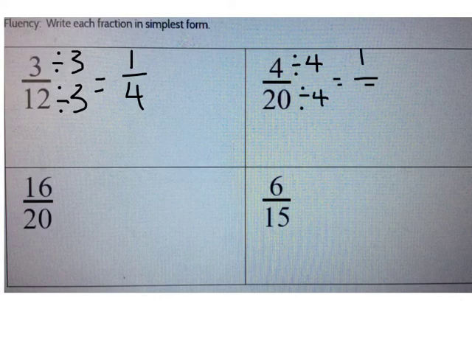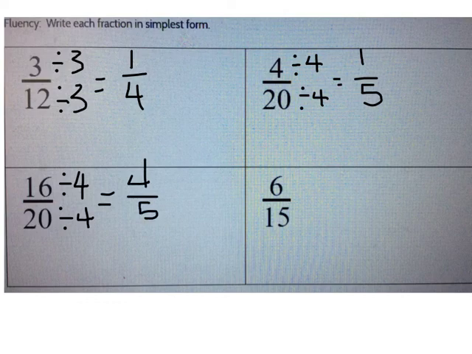What's the largest number that goes into both 16 and 20? It's 4. When I divide both by 4, what do I get? I get 4/5. What's the largest number that goes into both 6 and 15? It's 3. When I divide both by 3, what do I get? I get 2/5. You did a great job with the do now and fluency.